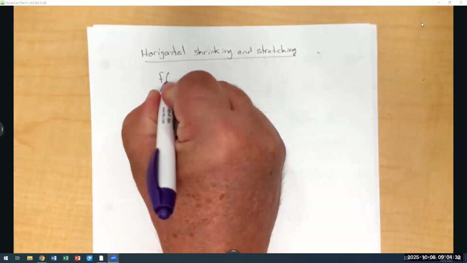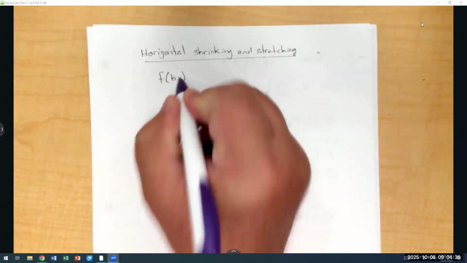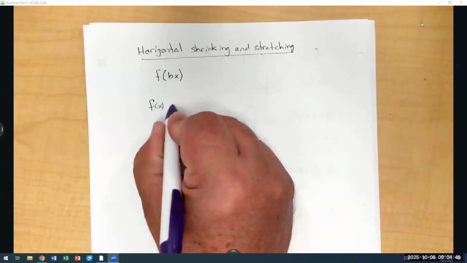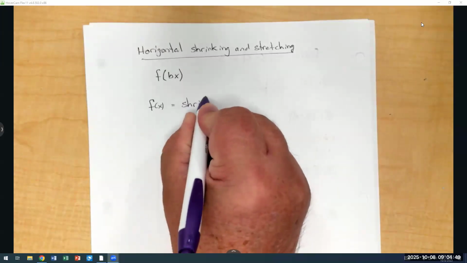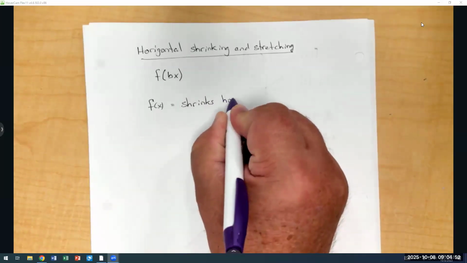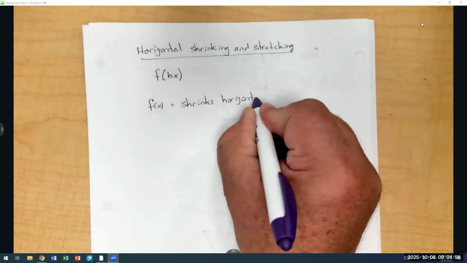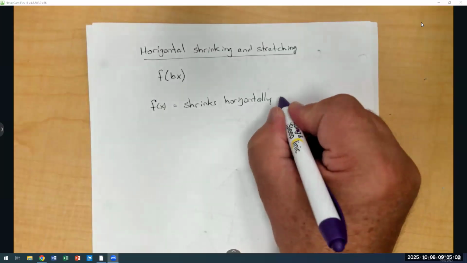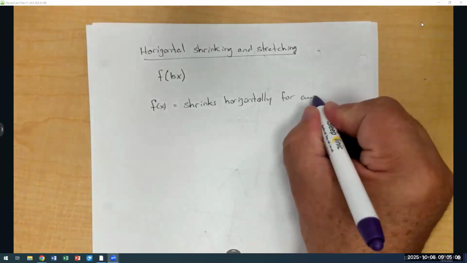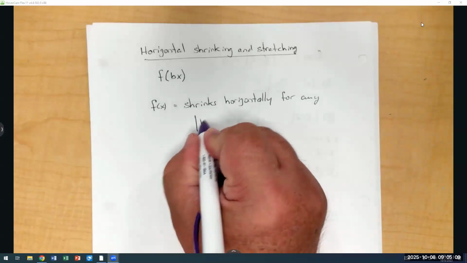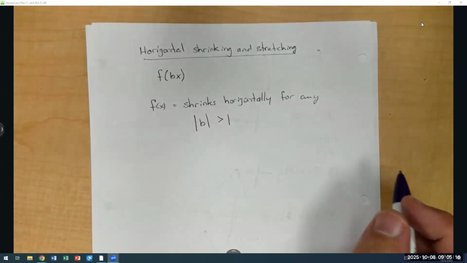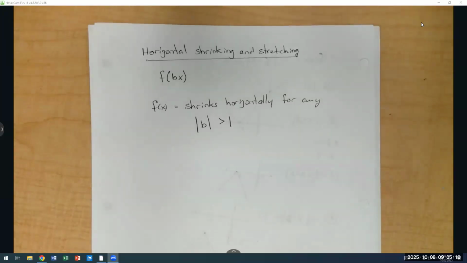So this is whenever we have a coefficient in front of our x. f of x shrinks horizontally for any absolute value of b greater than 1. What does it mean shrink? Horizontally shrink means it gets skinnier.